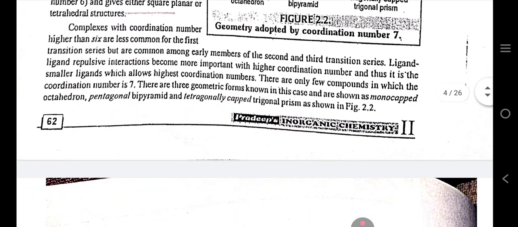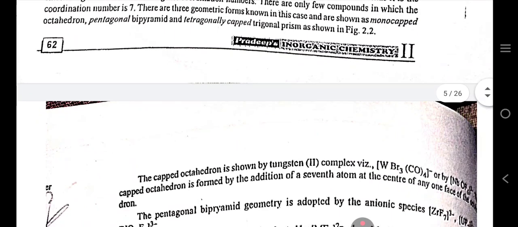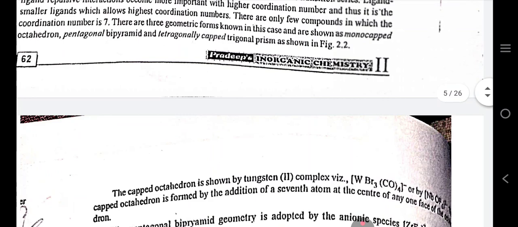Ligand-ligand repulsive interactions become more important with higher coordination number, and thus it is the smaller ligands which allow the highest coordination number. There are only a few compounds in which the coordination number is 7. There are 3 geometric forms known in this case: monocapped octahedron, pentagonal bipyramid and tetragonally capped trigonal prism, as shown in figure 2.2.